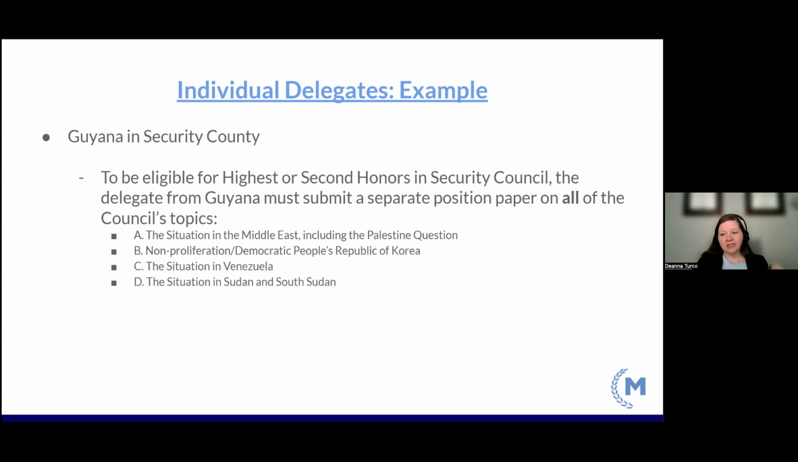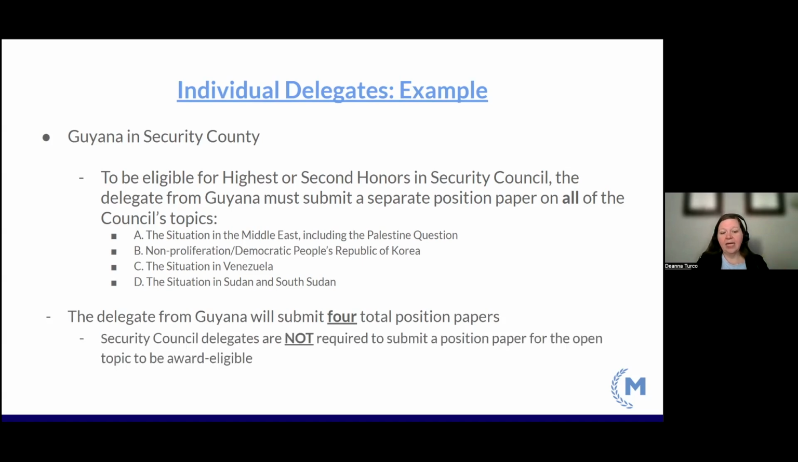Now there is a topic E, which is an open topic that allows the council to debate anything else, but the delegate from Guyana will submit on those 4 that I listed and does not have to submit one for the open topic to be award eligible. I'll pause to make sure that that makes sense. But like I said, any Security Council delegate, Guyana and the rest of them, will need to submit 4.